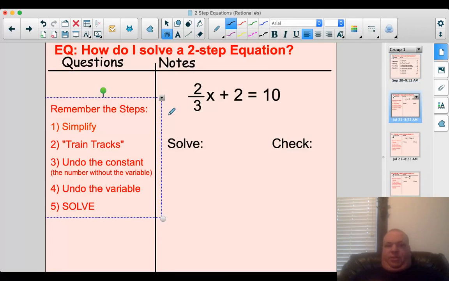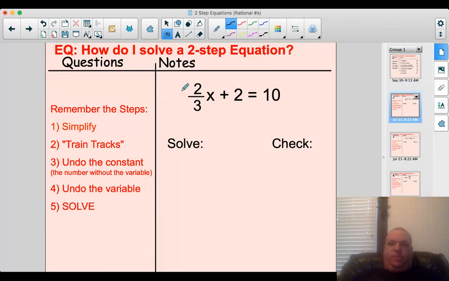All right, so let's look at this example here. First, I check to see if there's simplifying to do. There is not. There are no like terms, there are no parentheses. We're good. Again, 2 and 10 are like terms, but they're not on the same side of the equation. So when I say simplify, I mean simplify each side of the equation. This is as simple as it can be, and this is as simple as it can be. All right, train tracks.